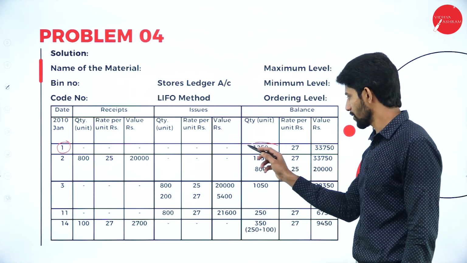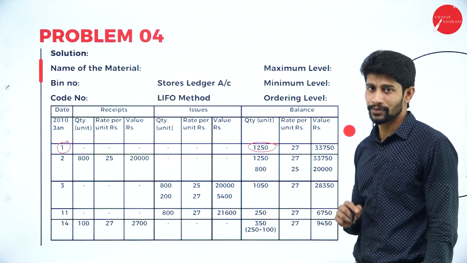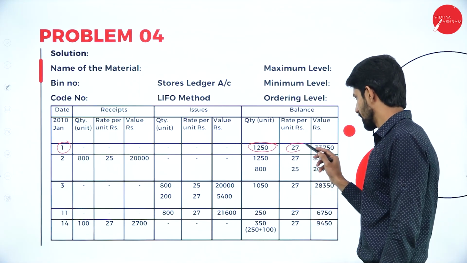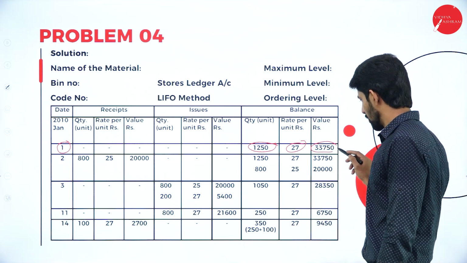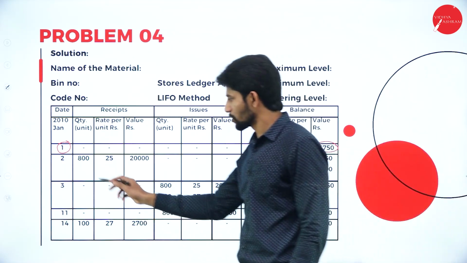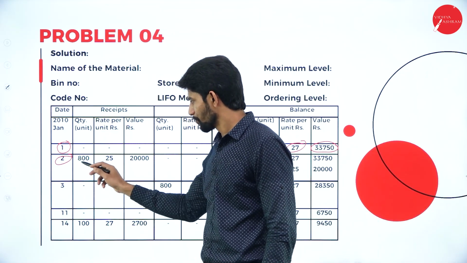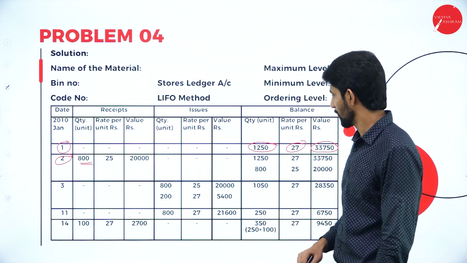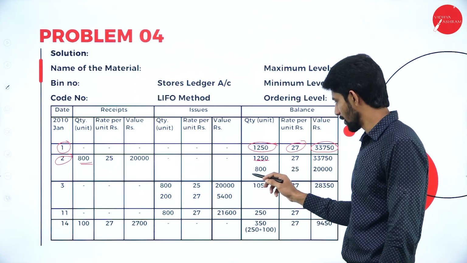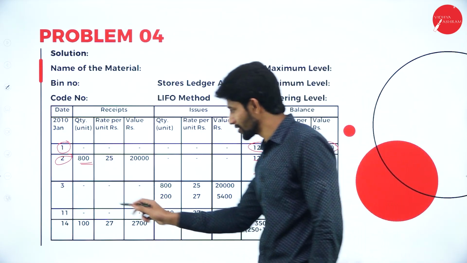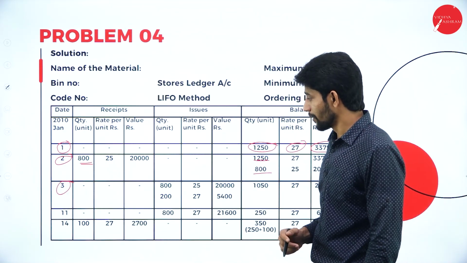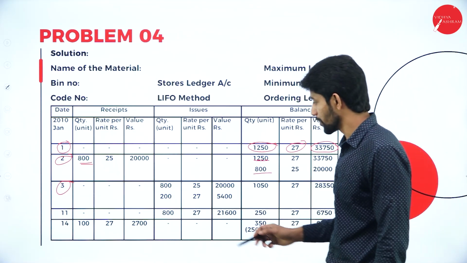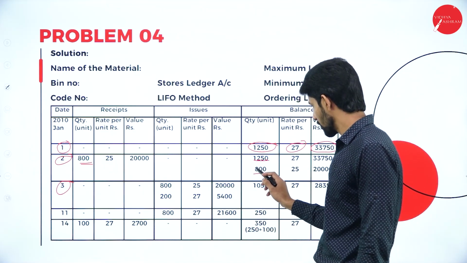So what is the opening balance? 1250 at 27 per unit, totally 33,750. Next, on 2nd Jan, what is the entry? Purchase. How much did we receive? 800. So first write 1250 and then write 800. Next, on 3rd Jan, what is the entry? On 3rd Jan, we issued. How much did we issue? 1000.